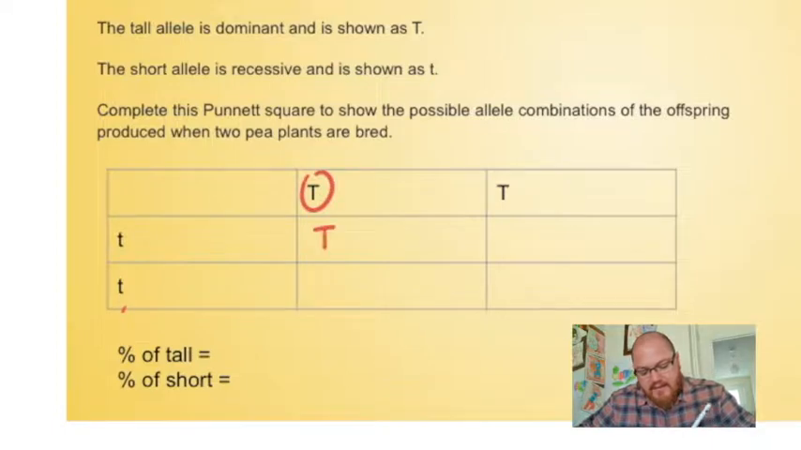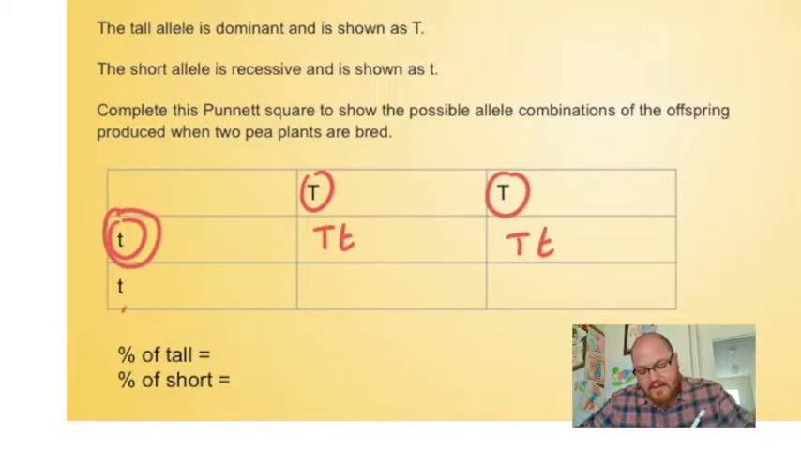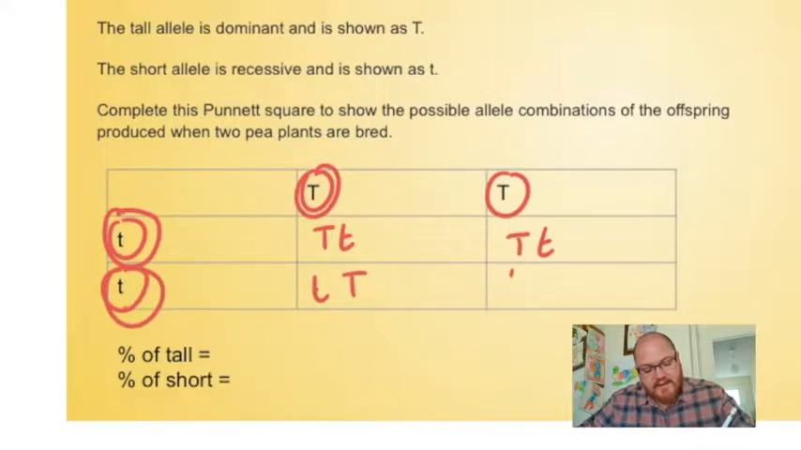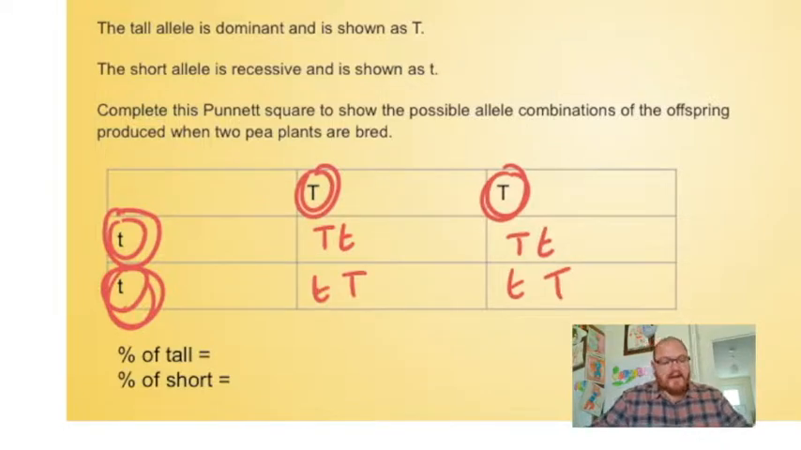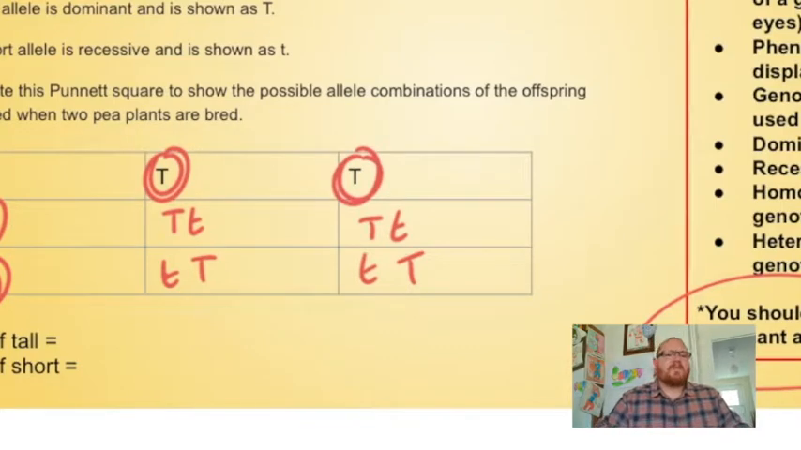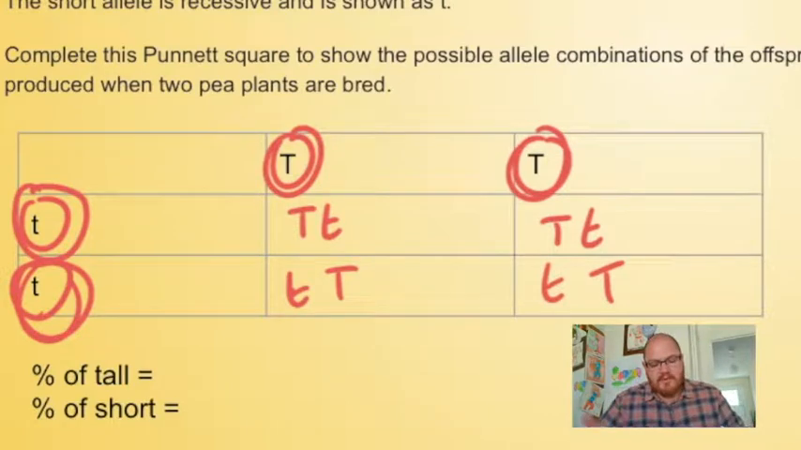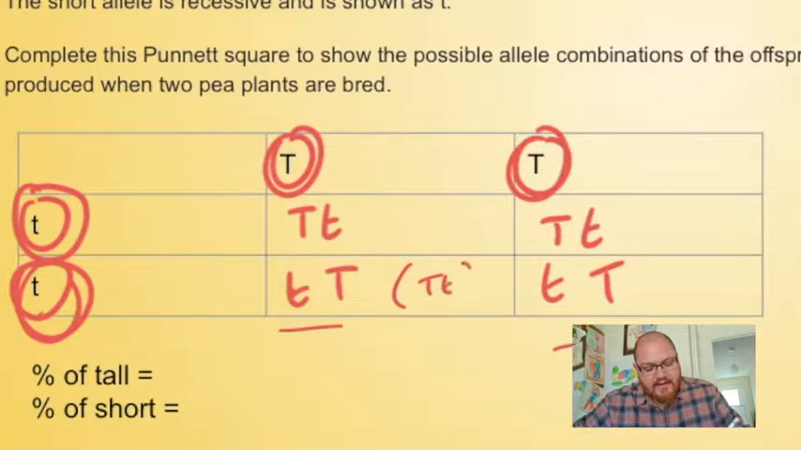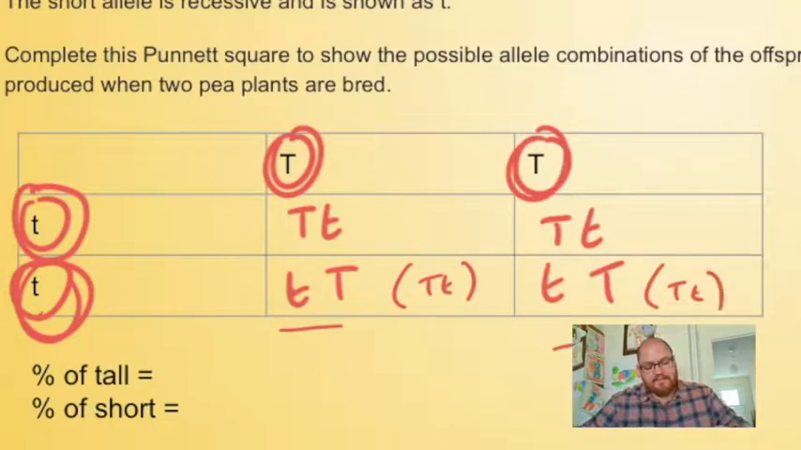Big T, little t. Big T, little t. Little t, big T. Little t, big T. Okay. Now it says there you should always write the dominant allele first, which means I should always put the capital letter first, but for now, you're not going to get marked down on this. And I'll just rewrite it. Big T, little t there. Big T, little t there.